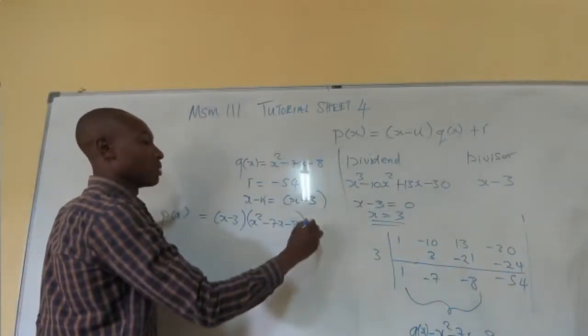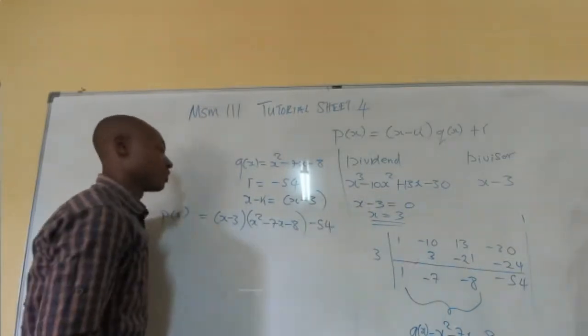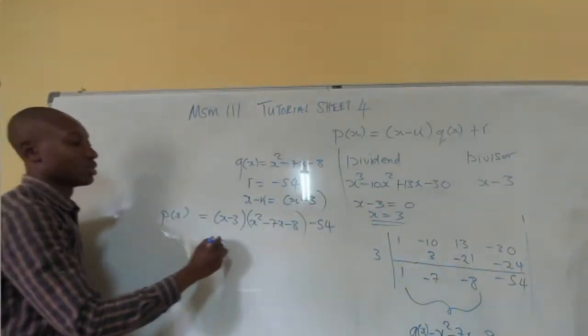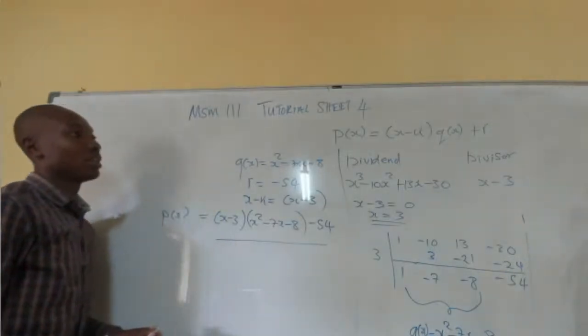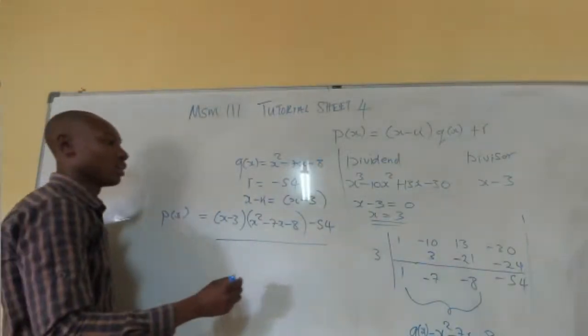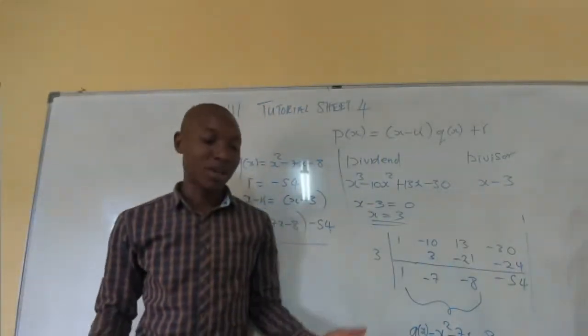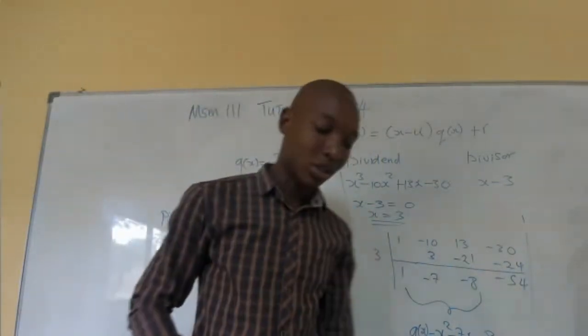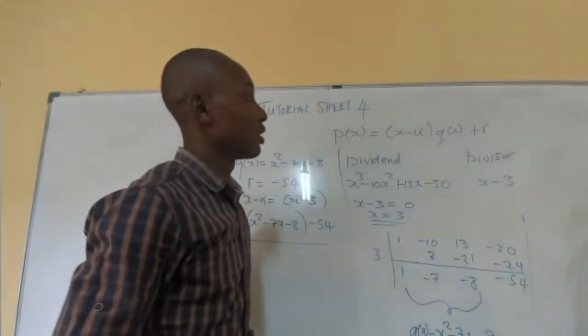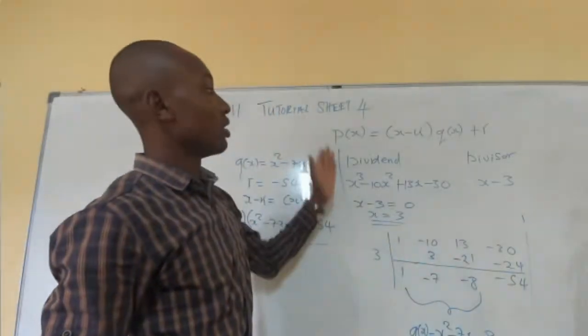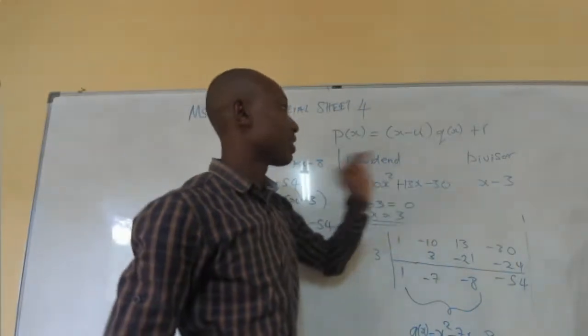So instead of writing plus, we're going to say minus 54. Okay, so this here is what we have. That is the answer that you are being asked for. Right, so what are we saying? A recap. So we had the dividend side, we had the divisor side.